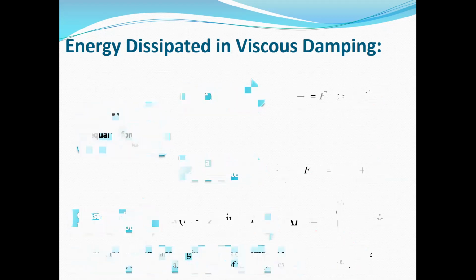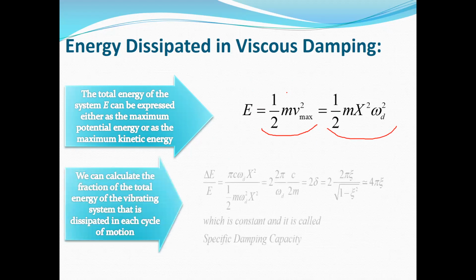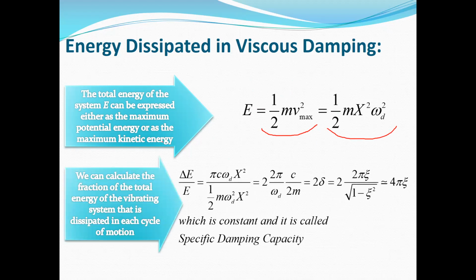So for this purpose, we can find the total energy in the system, and you know that the total energy in your system is equal to the maximum kinetic energy here, or the maximum potential energy. And from Rayleigh's method, you know how to obtain this by considering the maximum value for the sine or cosine harmonics. And finally, by finding the ratio of the energy dissipated in a cycle to the total energy of the system, we can substitute and simplify this equation.